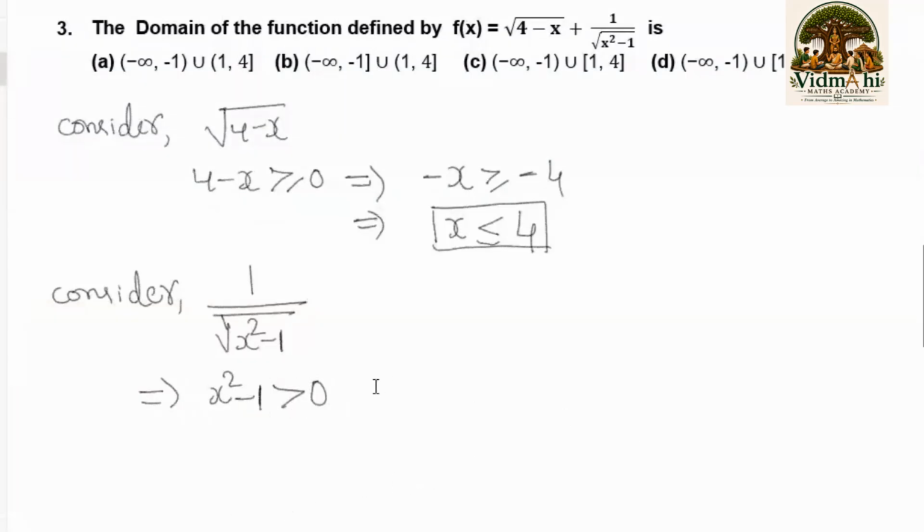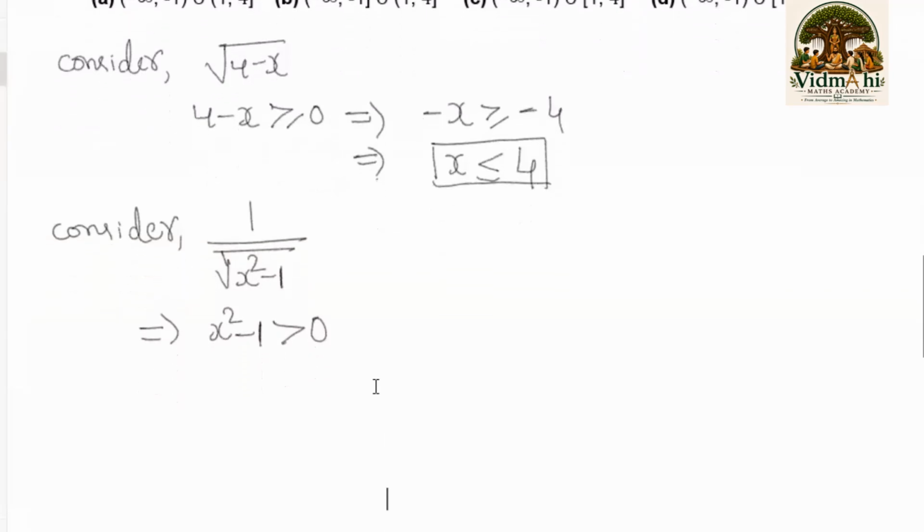So observe the left hand side. That is of the form a square minus b square. So we can split x square minus 1 into x minus 1 times x plus 1, which is greater than 0. Now by using the wavy curve method, we have to find out the interval.